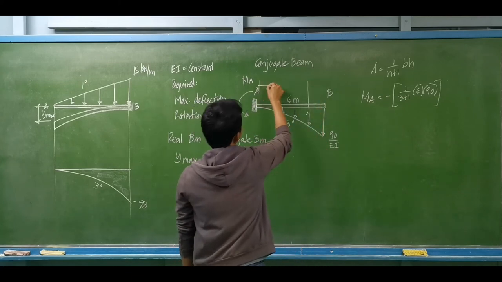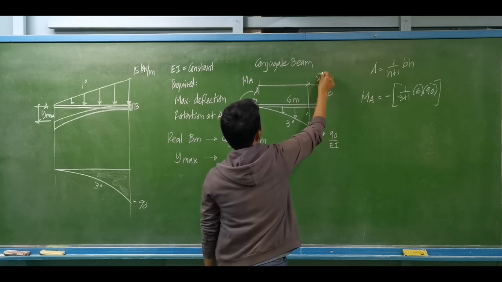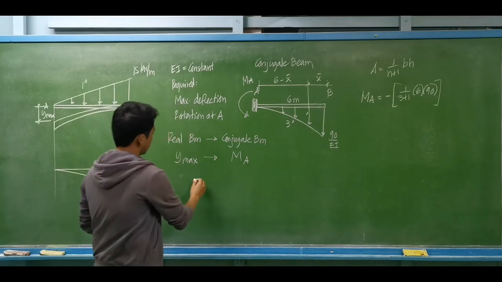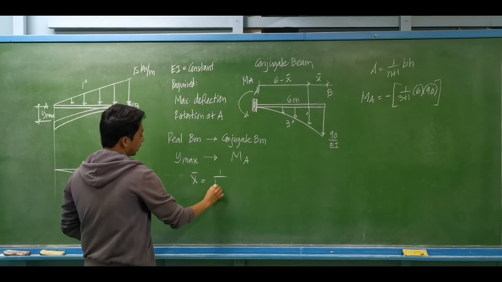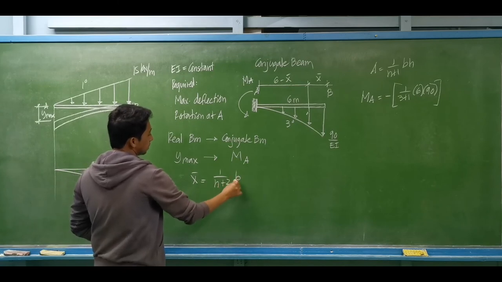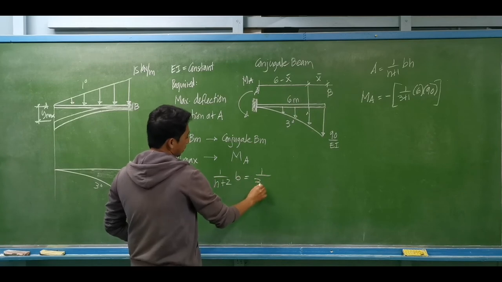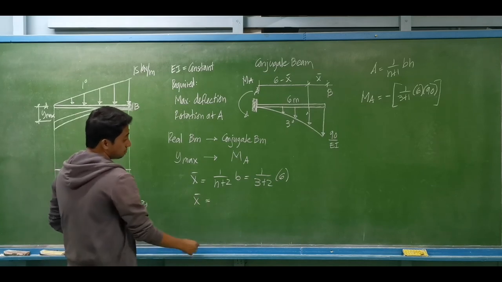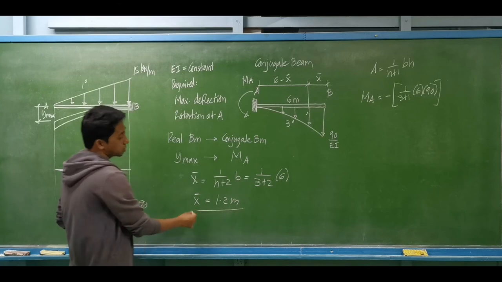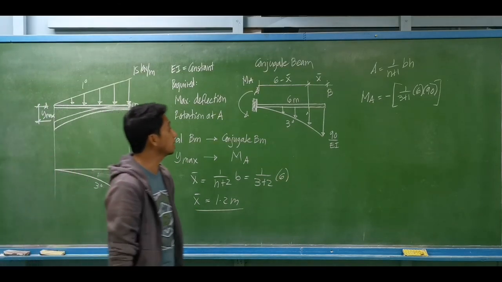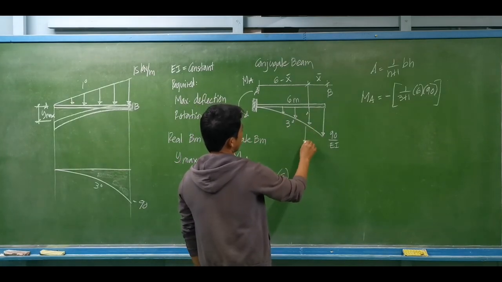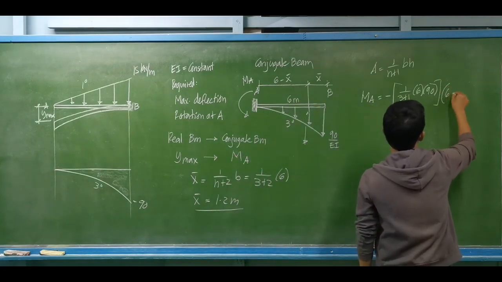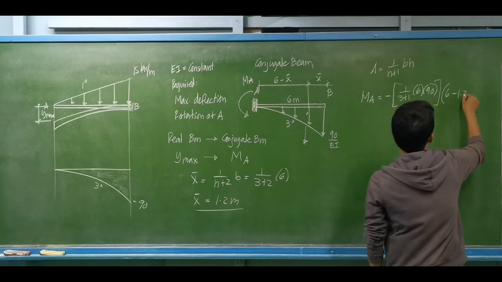Okay, this distance. Let's say this distance is bar x, and this is 6 minus bar x. So how do we compute bar x? Bar x is equal to 1 over (the degree of the curve plus 2), times the base. So we have 1 over (3 plus 2) multiplied by 6. So bar x is 1.2 meters, which is the same as 6 over 5. So for the moment, the equivalent resultant weight of this load will be acting at 6 minus bar x. So this is multiplied by 6 minus the computed bar x of 1.2 meters.